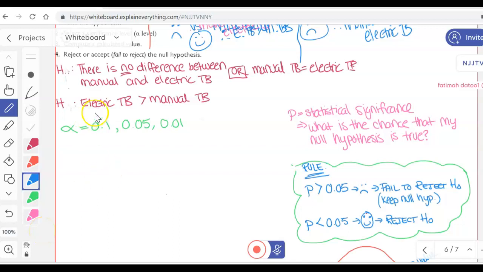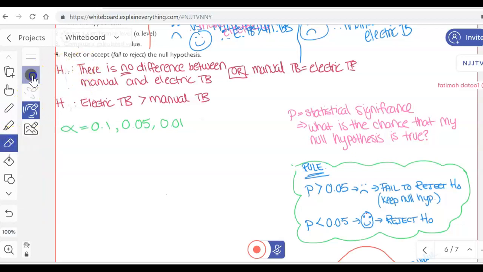Let's do some more examples. So let's look at a different study. And in this study, I'm actually going to erase it. We're going to look at drugs. Okay, so we're going to say that we're doing a study on a new drug that came out, and we want to see whether that drug is effective or not effective.